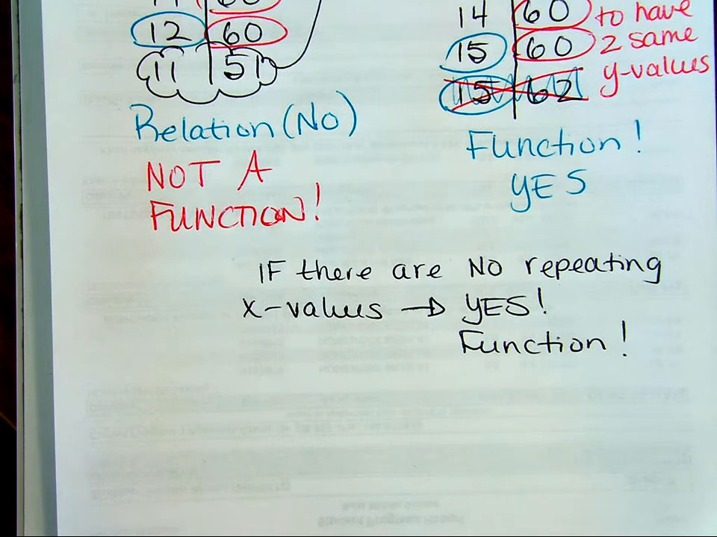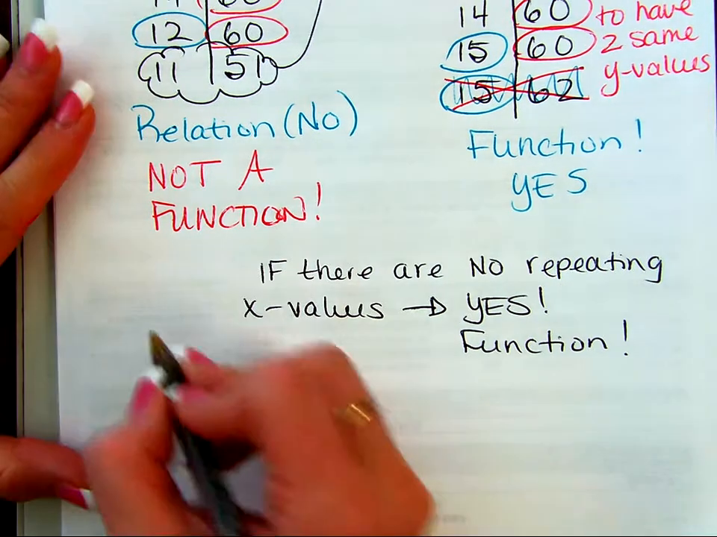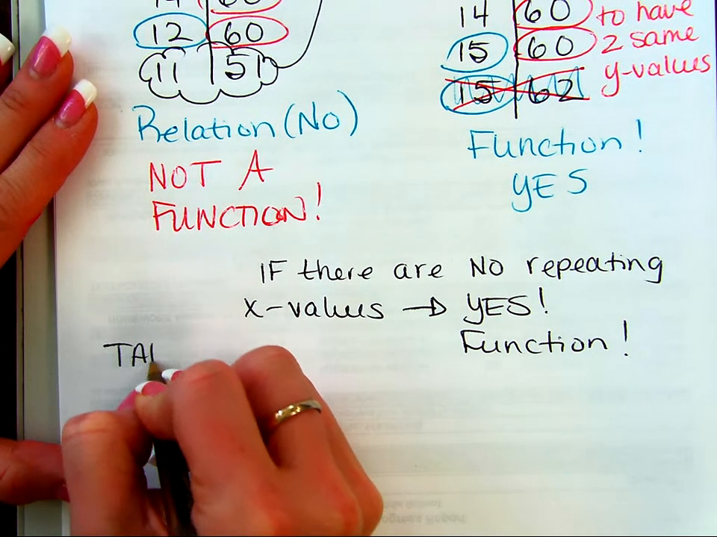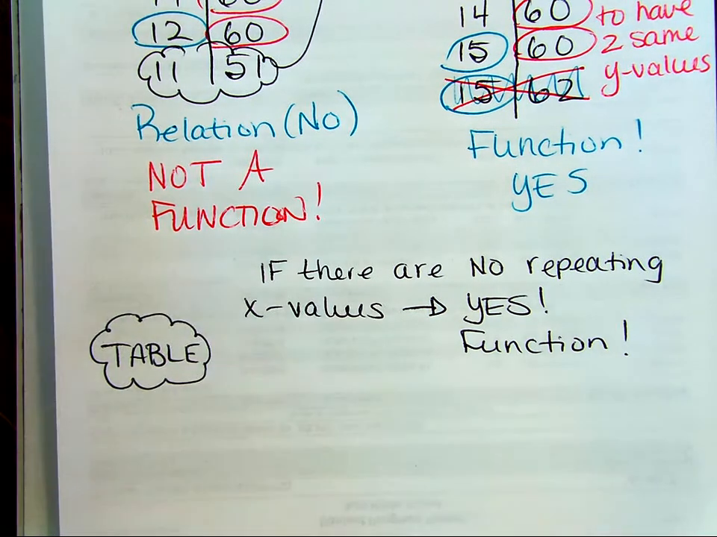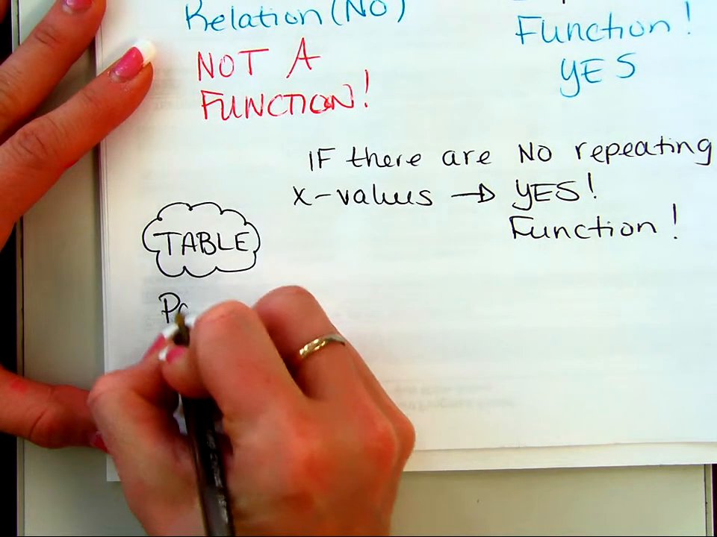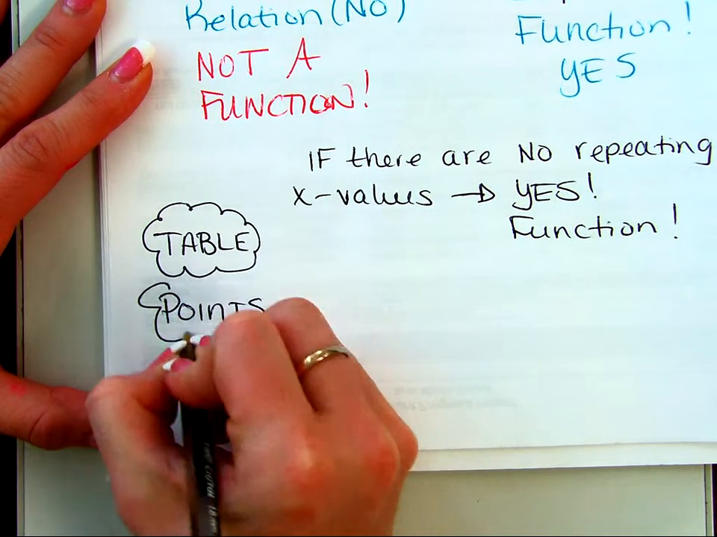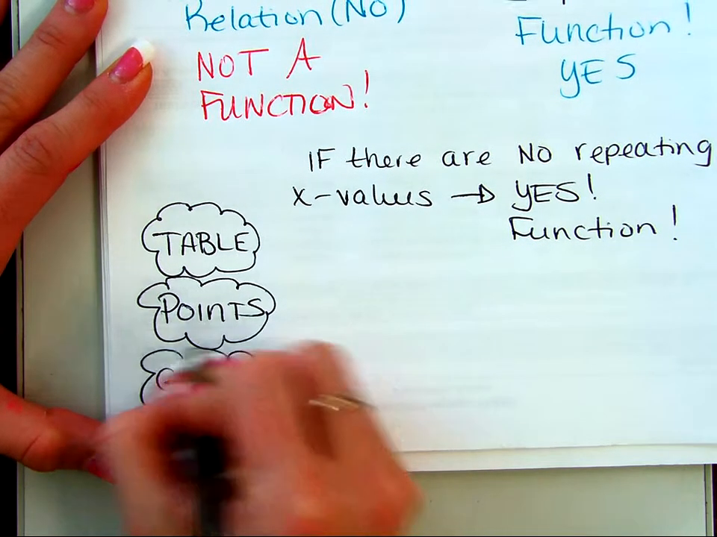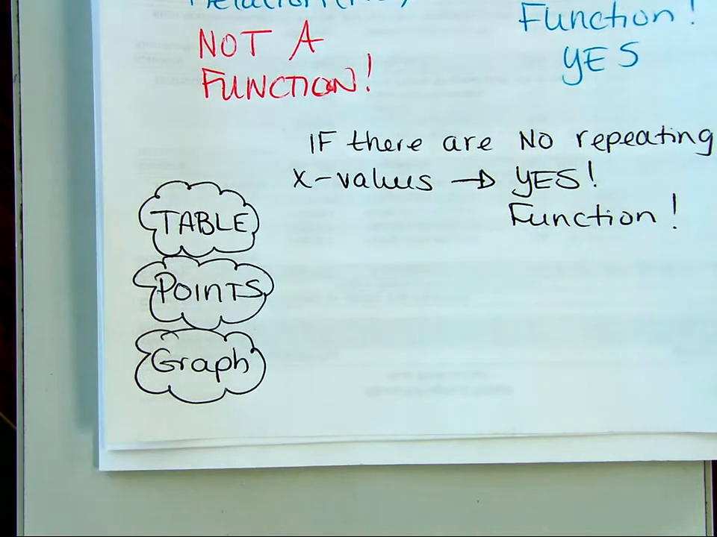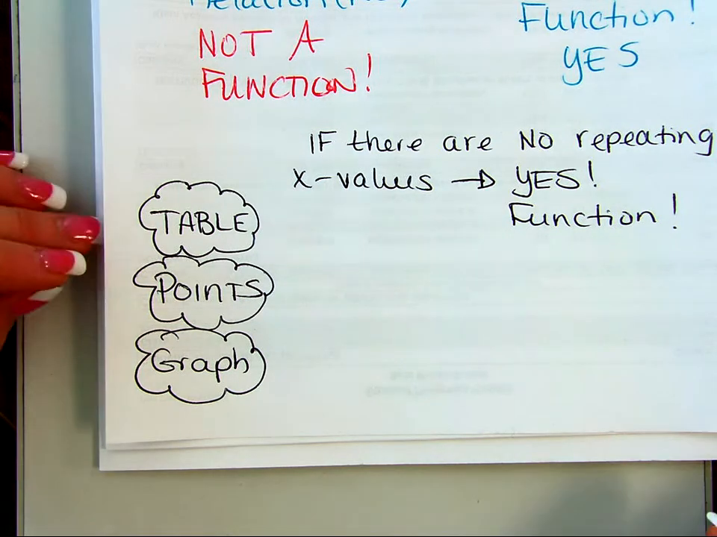So let's talk a little bit more about that. So that was your table. Because I'm going to give you 3 things today. Table, points, and then graph. So I'm going to give you all 3 of these today. And you have to be able to tell me, yes, it's a function, or no, it's not. Do you think that you're okay to tell it on a table? Just look at the x's. If you see some repeats in the x, no, it's not.